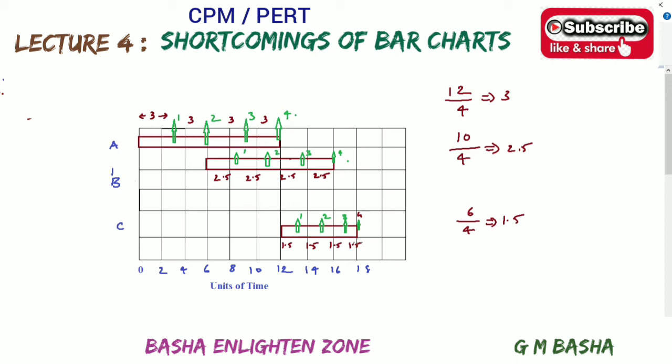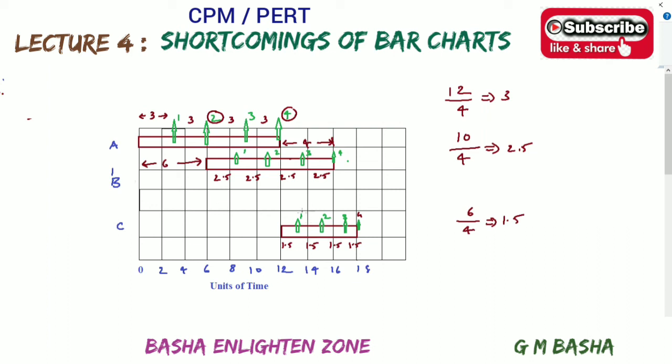Based on that, you can make some conclusions. See here, activity B will be started after 6 weeks of activity A. That is section 2. After completion of section 2 of activity A, activity B will be started. Then after completion of section 4 of activity A, activity B will have 4 weeks left to complete that particular activity B.